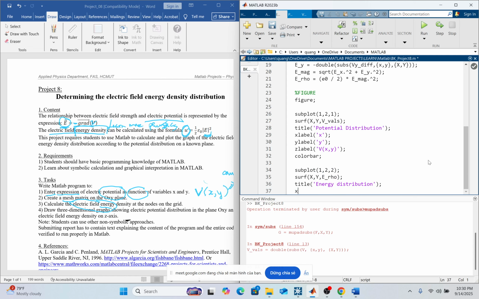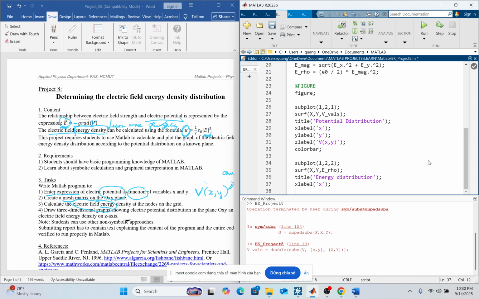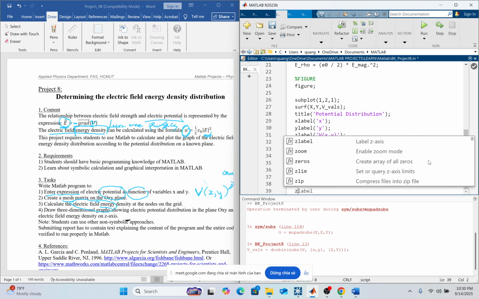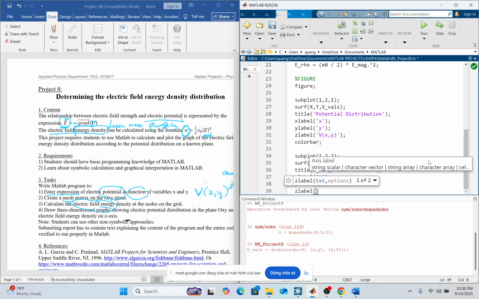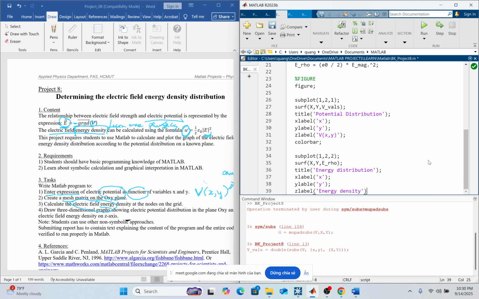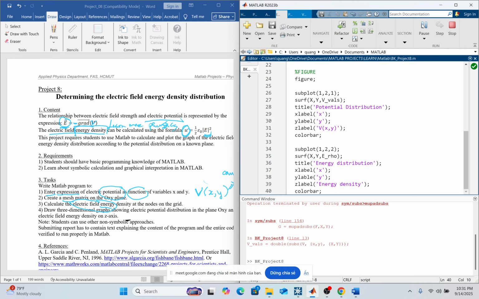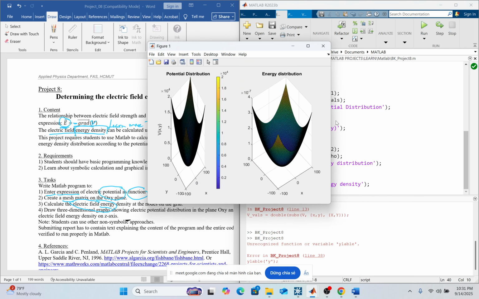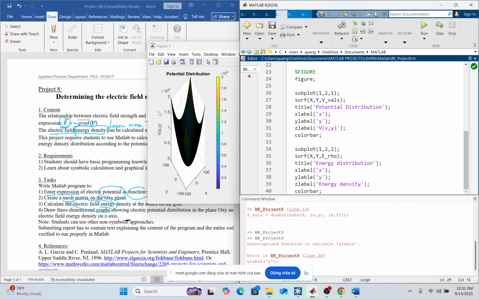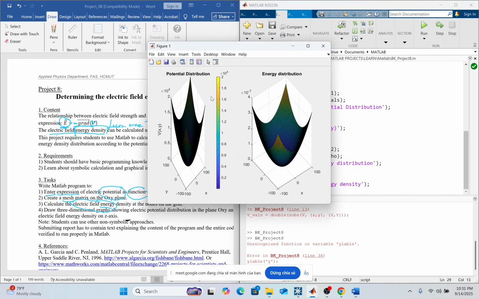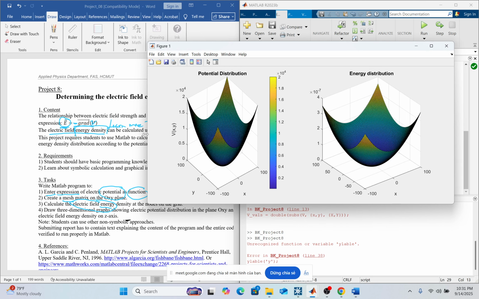Okay. And for the X label, I can say X. Y label, I can say Y. And Z label, I can say energy density, and the color bar. And you can see that we have 2 plots. We will have 2 graphs on the right-hand side and the left-hand side. And that's the end of the assignment. It's really easy, right?